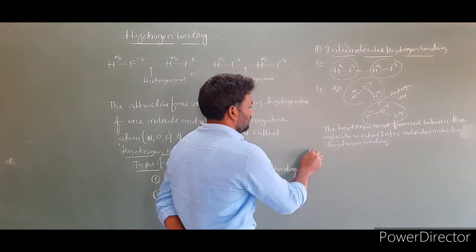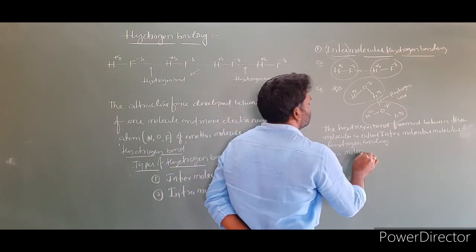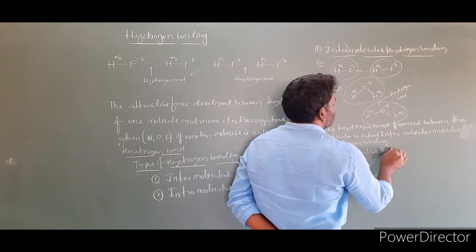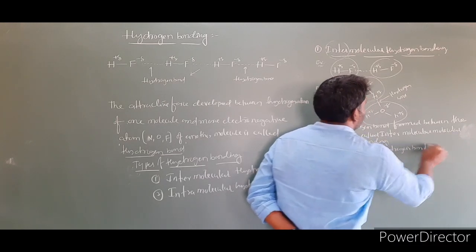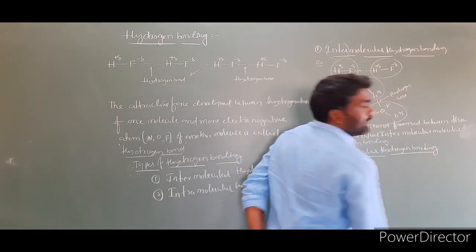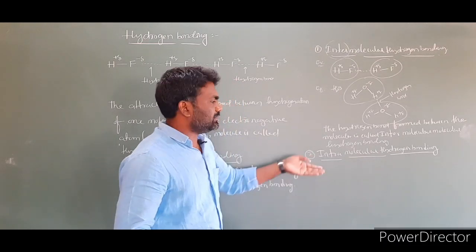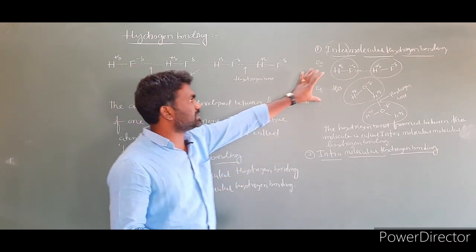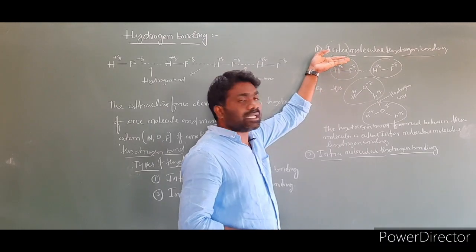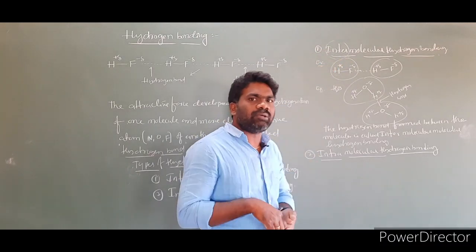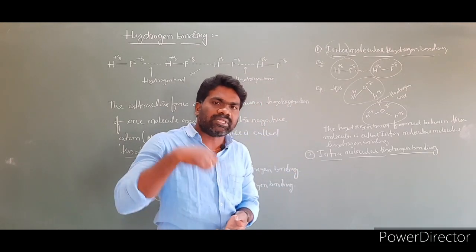Coming to the second category. The second one is intramolecular hydrogen bonding. In the case of intramolecular hydrogen bonding, it develops within the molecule. In the case of inter, the hydrogen bond is present between the molecules. Intramolecular means the hydrogen bonding is present within the molecule.